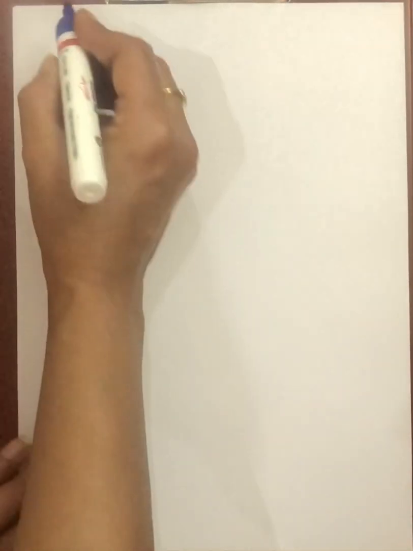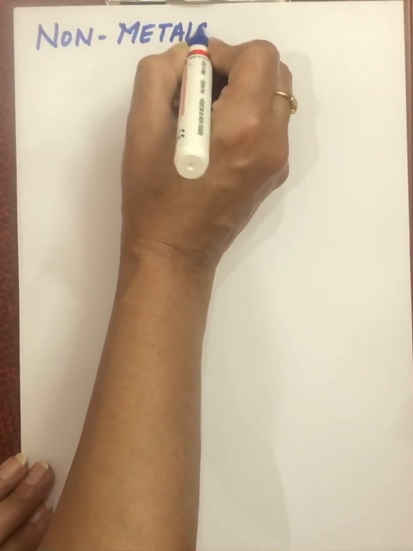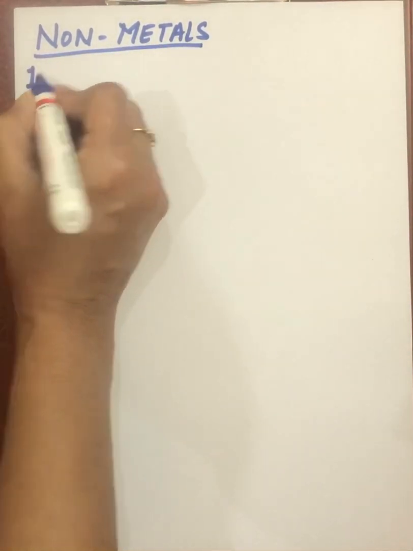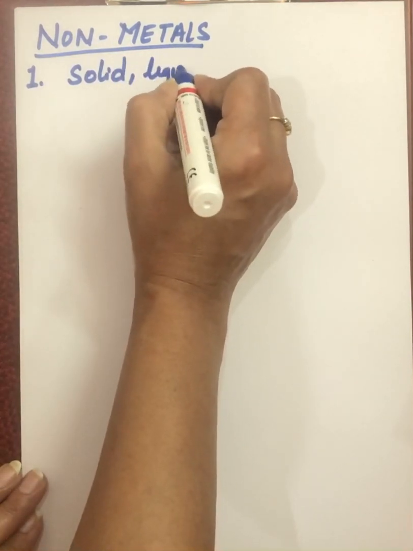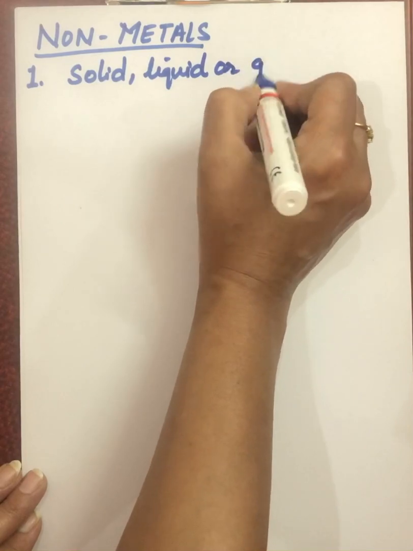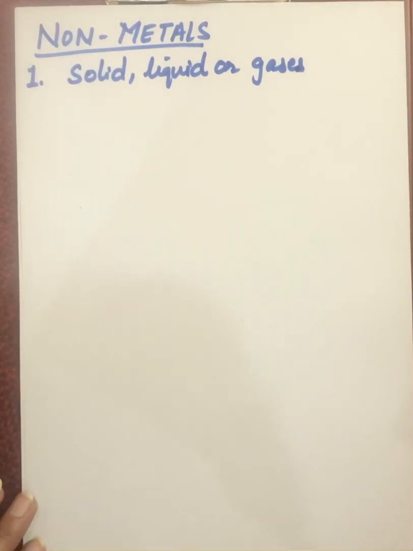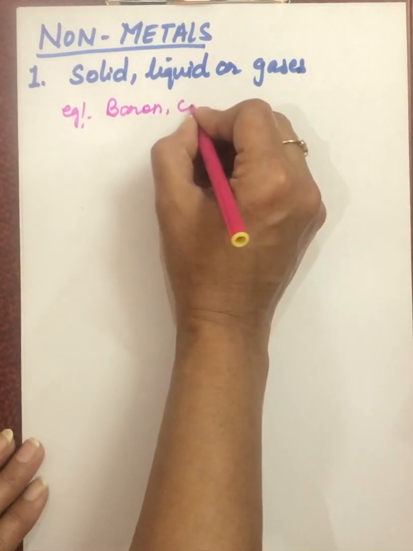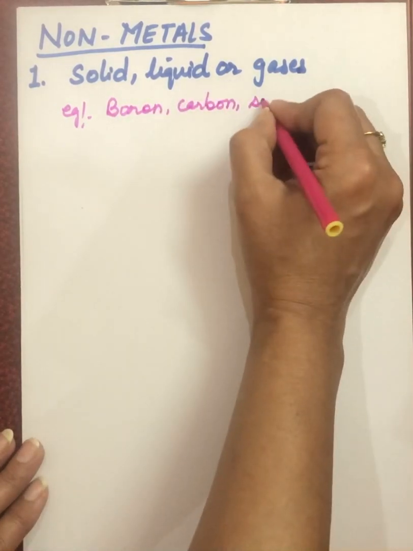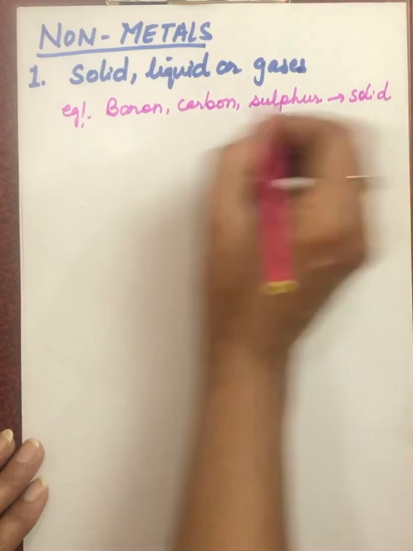Now moving on to the non-metals. Properties of non-metals. First property of non-metals. Non-metals may be solid, liquid or gases at room temperature. For example, boron, carbon, sulfur, they all are solid non-metals.